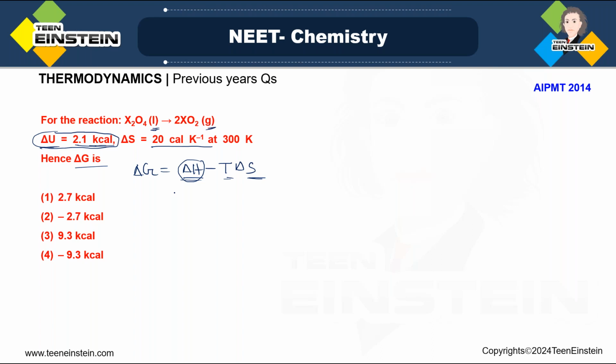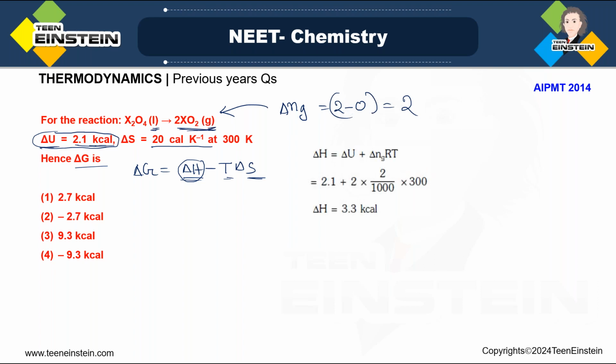Now for that you also need the del Ng. But del Ng you can calculate from this equation, because the total number of gaseous moles on the right hand side is 2. What is on the left hand side? There is no gaseous molecule. It is liquid. So del Ng value should be 2 minus 0. So we will use that equation, del H equal to del U plus del Ng RT.